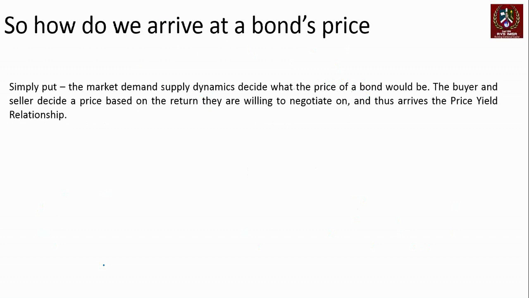Simply put, the market demand supply dynamics decide. If there are too many buyers at 100, then the bond will sell at 100. If there is no buyer at 100, then the bond price will go down. If the bond price goes down, the return goes up. So essentially, simple demand and supply will determine what is going to be the price, which will determine what is going to be the yield on any particular bond. Simple concept of demand and supply, right?